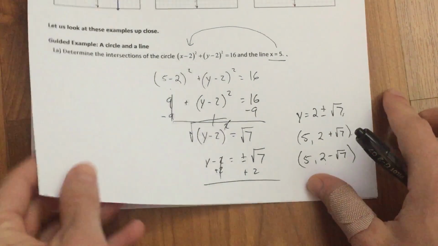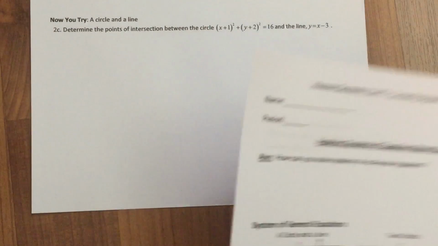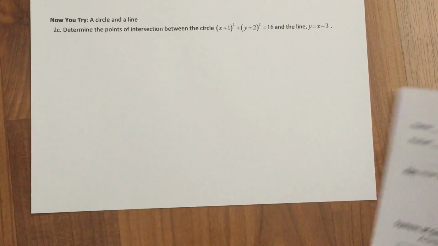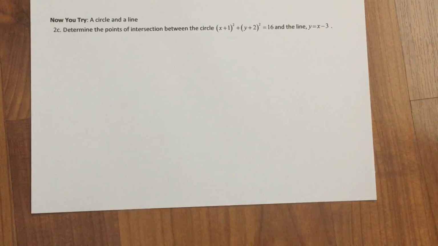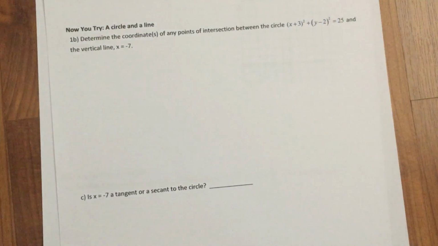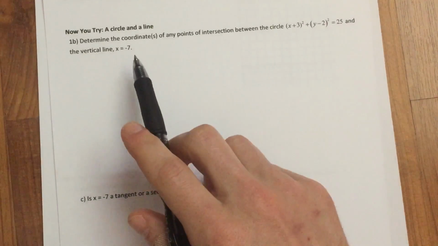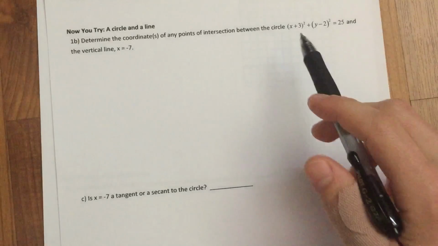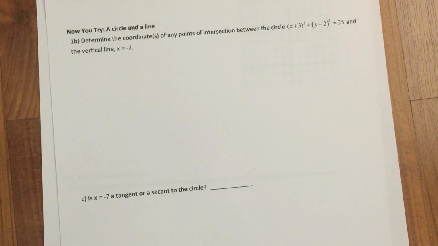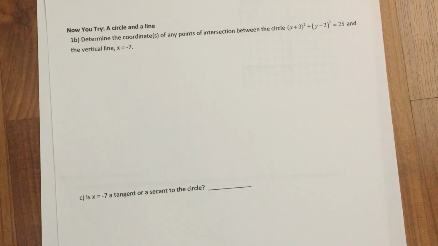All right? Now, continuing with our notes, we can look at some other examples. So, our next example, almost lost the page there. Our next example, we can try to come up with the coordinates of the intersection between our line x equals negative 7 and this circle given by this equation. And later on, we're going to ask about, is it tangent or secant? We'll explain what that means.